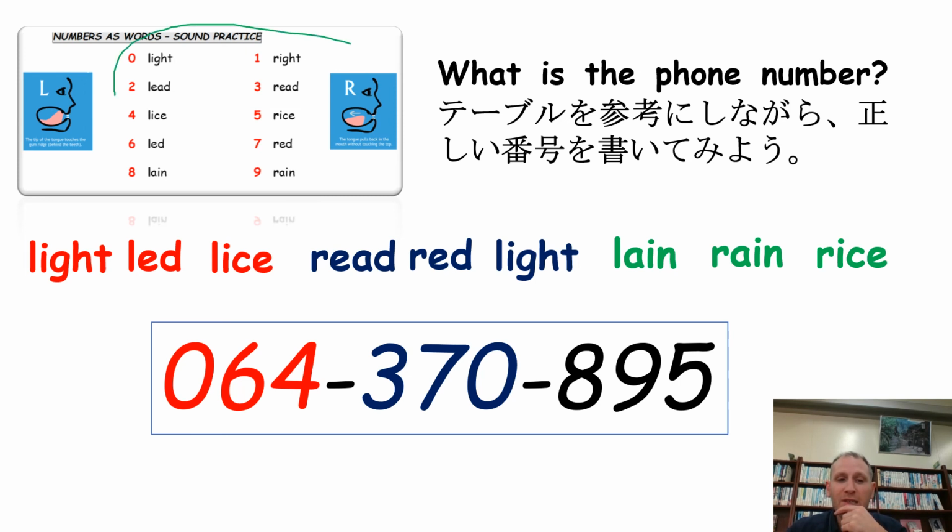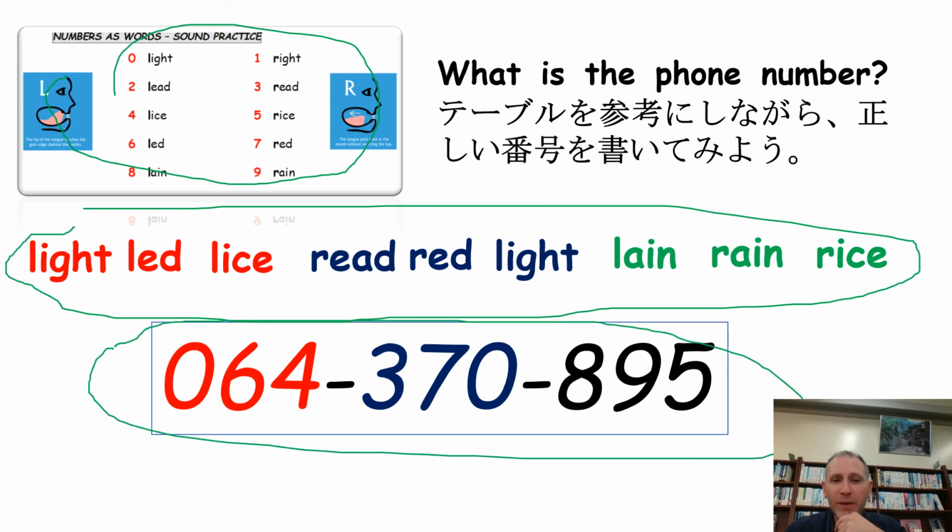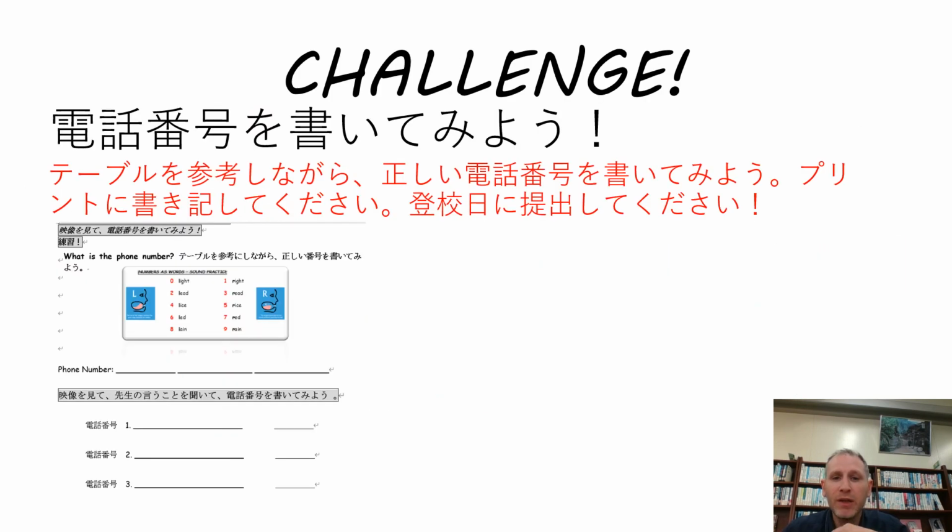So by using this table and these words, we can find a telephone number. So that's your final activity for this lesson. I will issue a challenge to you. Write the telephone number. Using the table as a reference, try writing the correct telephone numbers on your printout, and submit it on the posting day. There are going to be 3 telephone numbers that I want you to guess what I'm saying. First I'm going to make the list of numbers, and then I want you to listen very carefully and write the numbers into your book.